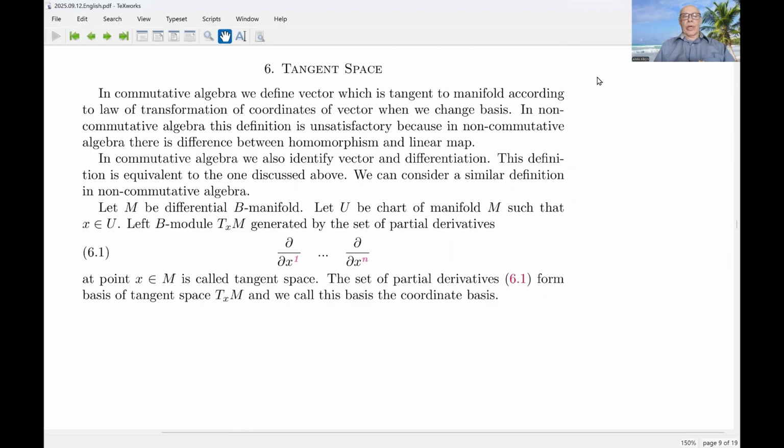So, let M be a differential B-manifold. Let U be a chart of manifold M such that x belongs to U. The B-module TxM generated by the set of partial derivatives 6.1 at point x is called the tangent space. The set of partial derivatives 6.1 forms a basis of tangent space TxM, and we call this basis the coordinate basis.